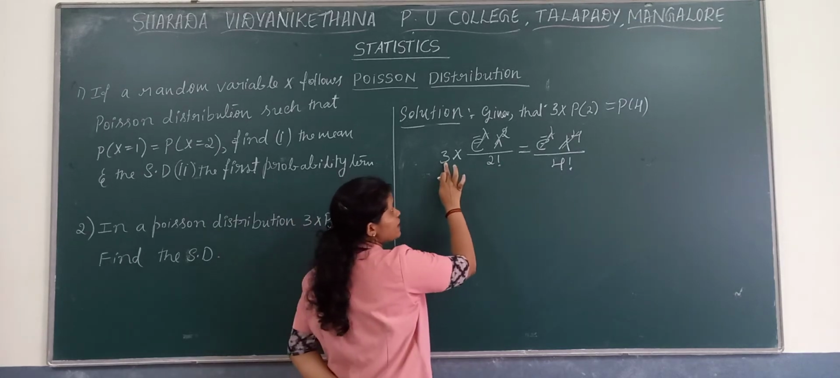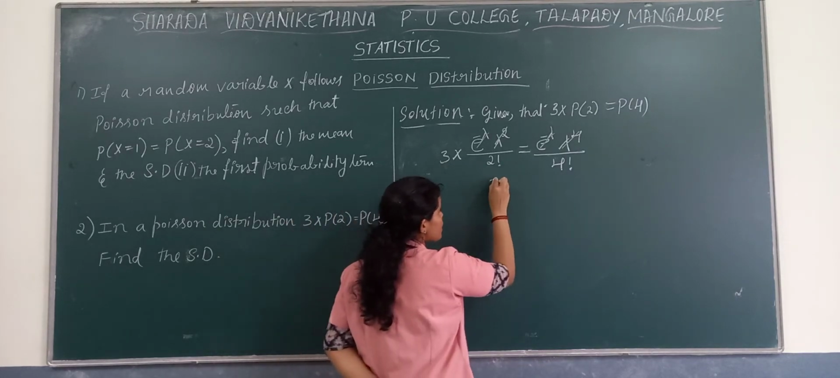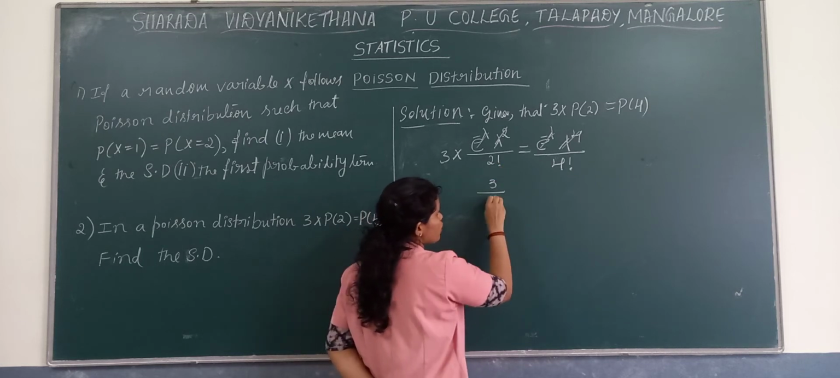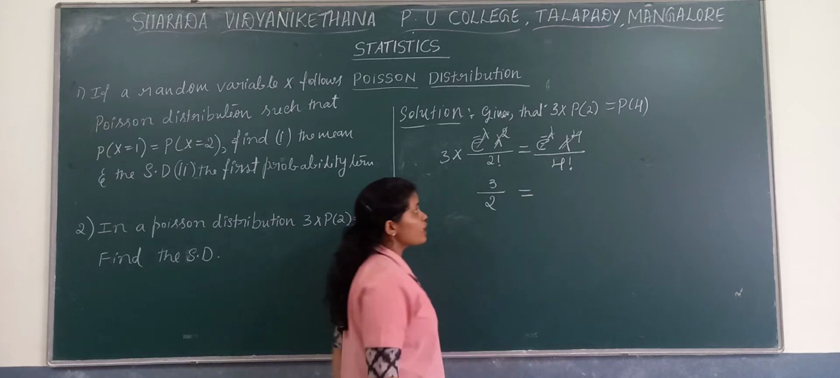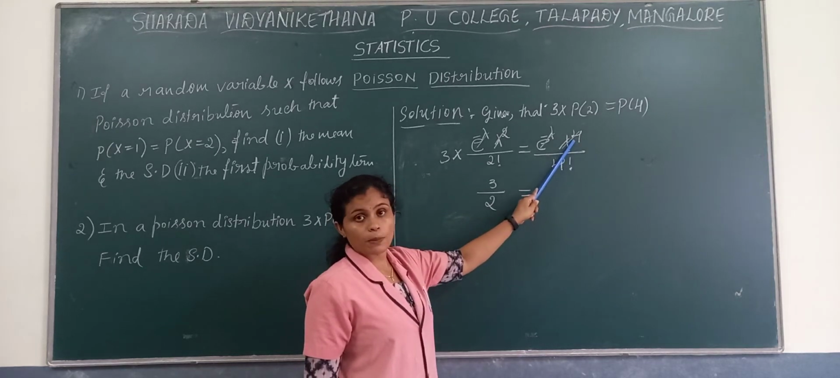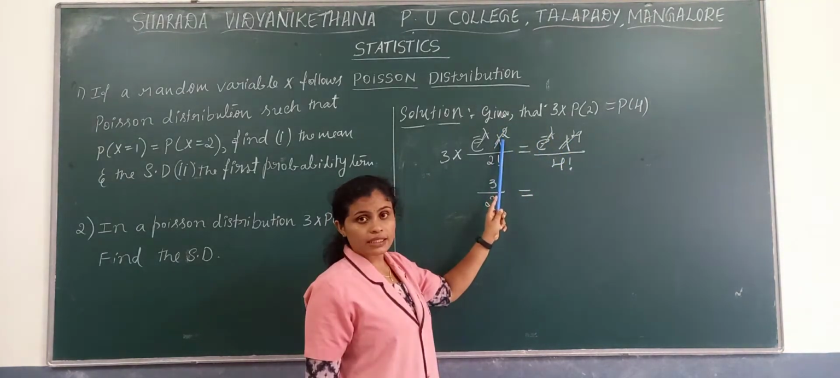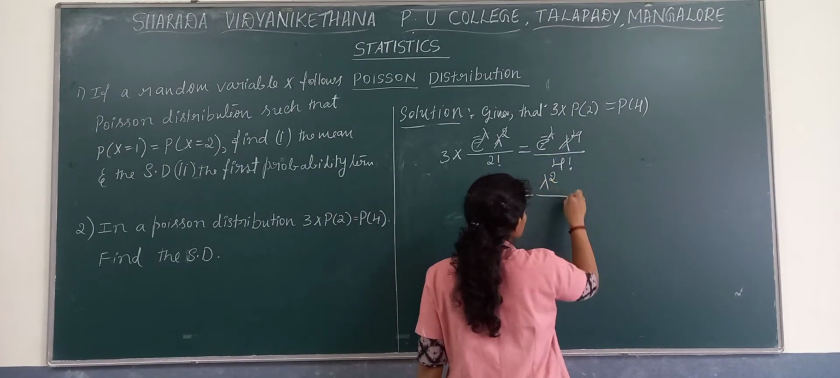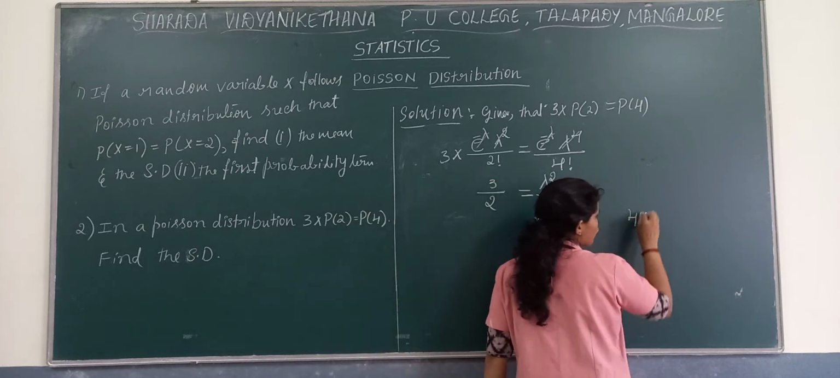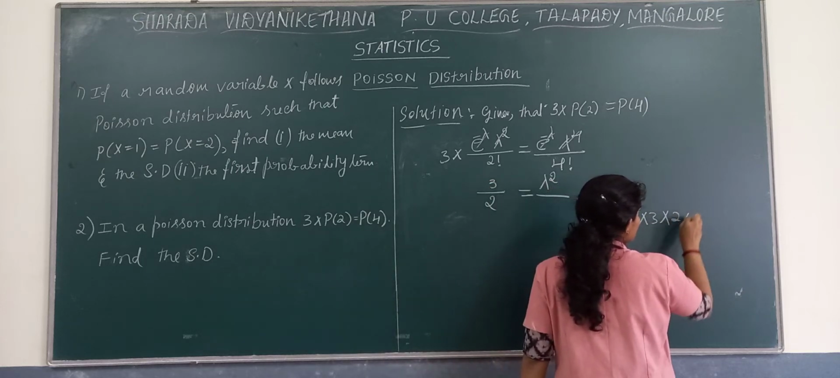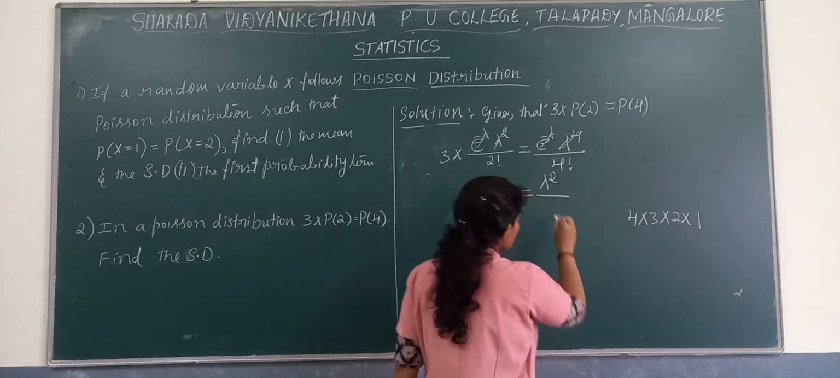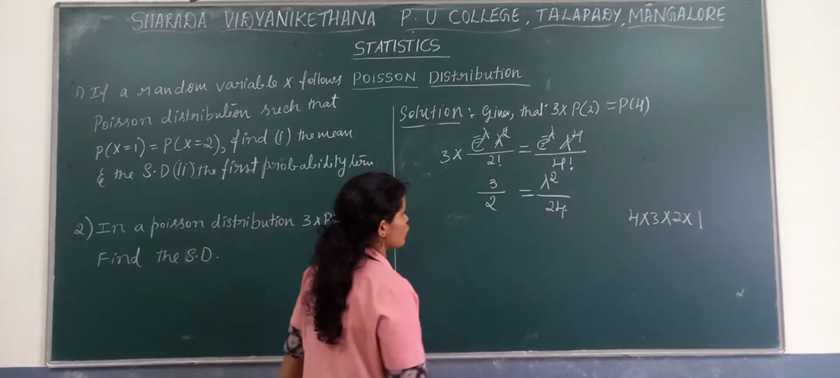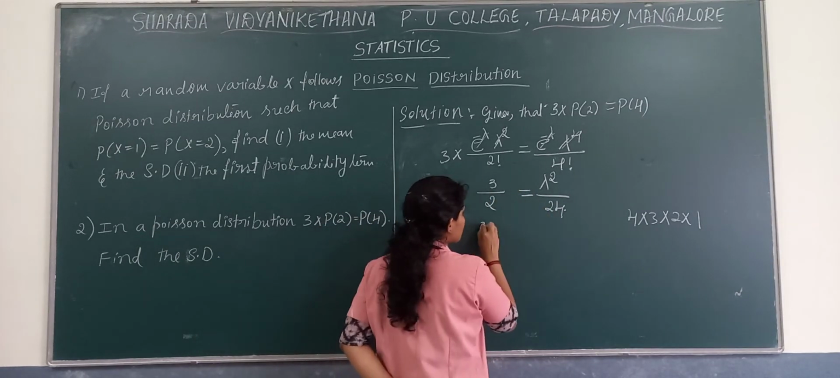Now what will remain? Here 3 is there. So here 3 by 2 factorial, means 2 into 1, that is 2. Lambda to the power 4 is there, lambda power 2 gets cancelled with this, and lambda power 2 will remain, and 4 factorial. What is that 4 factorial? 4 into 3 into 2 into 1. So here it is 24. 4 factorial means 24.